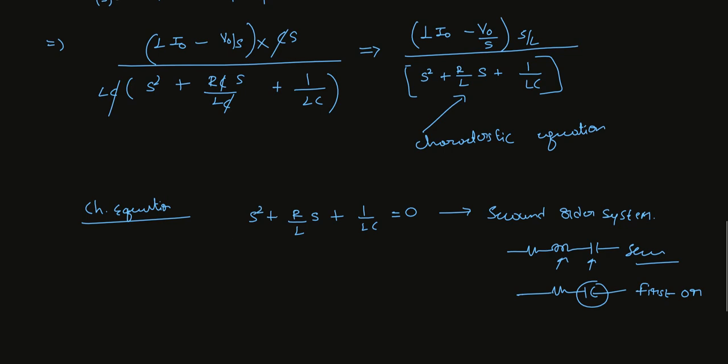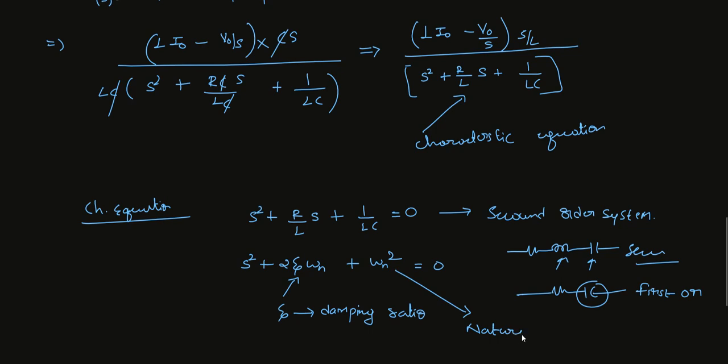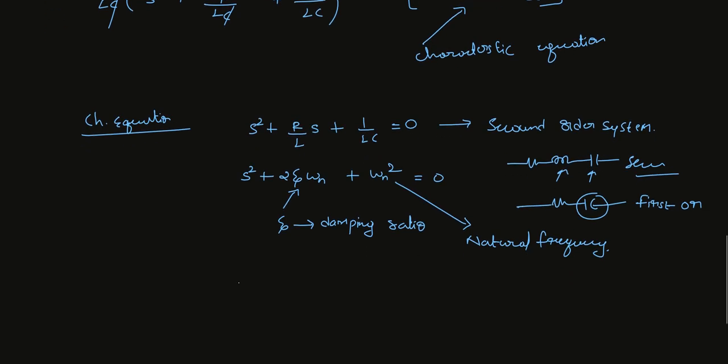Now compare this equation with our standard second order equation, that is S square plus 2 zeta omega n S plus omega n square. Okay, so here zeta is the damping ratio. These things we will study in control systems as well. So this is the damping ratio, and here omega n is the natural frequency. Okay, this is the natural frequency, not the damping frequency. So up to here it is clear.